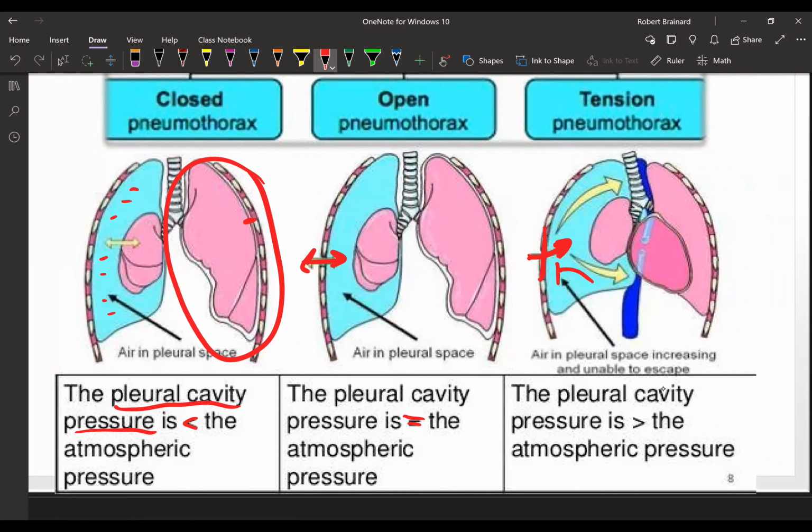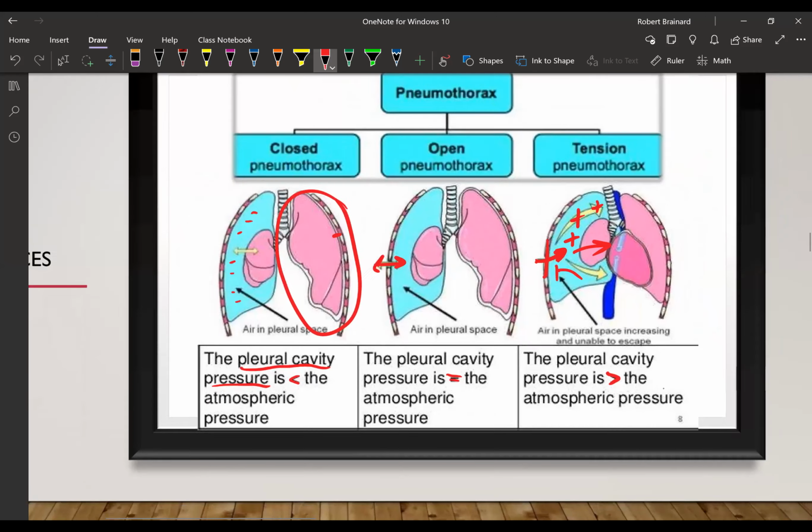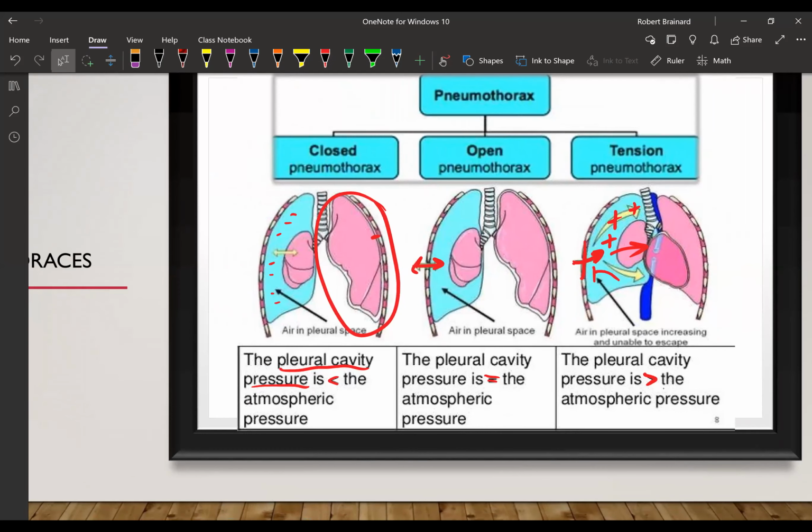And therefore, as the chest wall collapses, it increases the pressure in here. And that's putting tension and pushing on all the organs, including the blood vessels. So that's where the pleural cavity pressure is actually greater than the atmospheric pressure. All of these are examples of pneumothoraces. So will all of these have intrapleural pressure that is closer to atmospheric pressure? Yes, 100%, than a normal lung, okay?